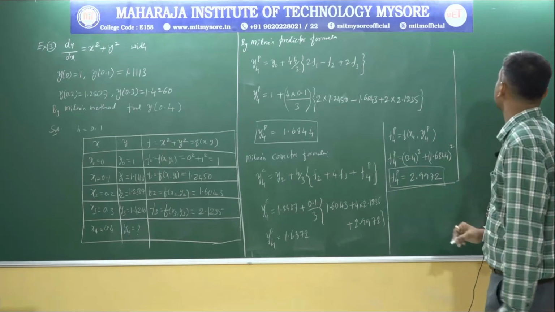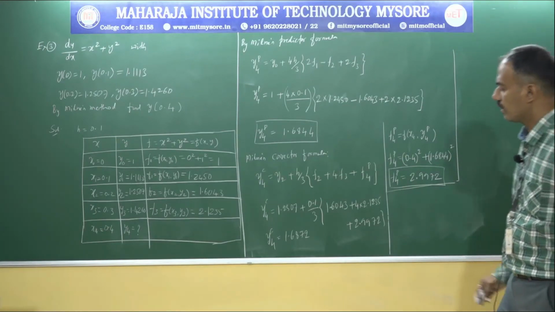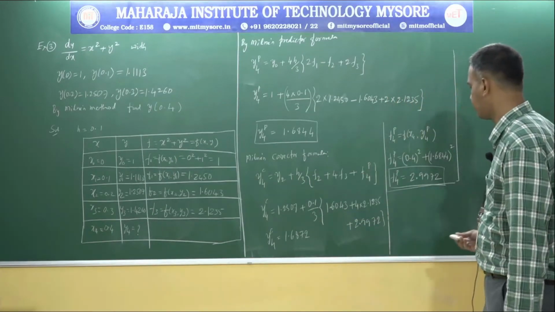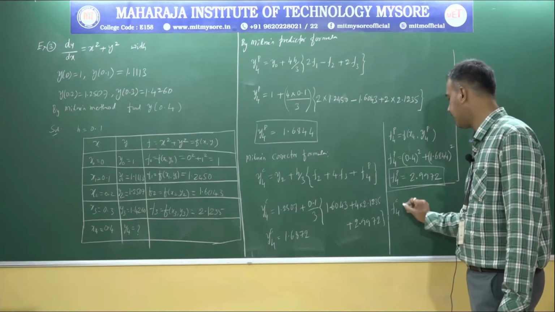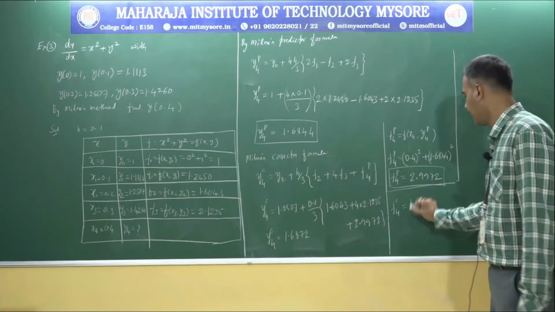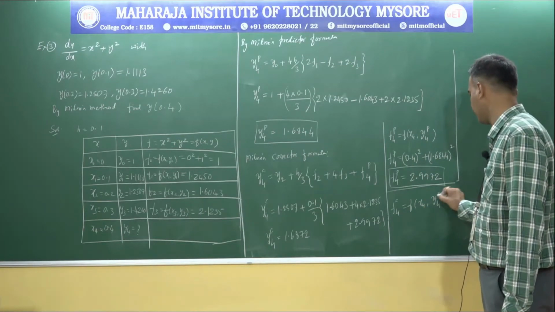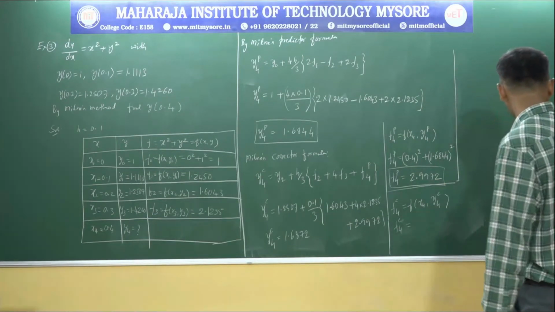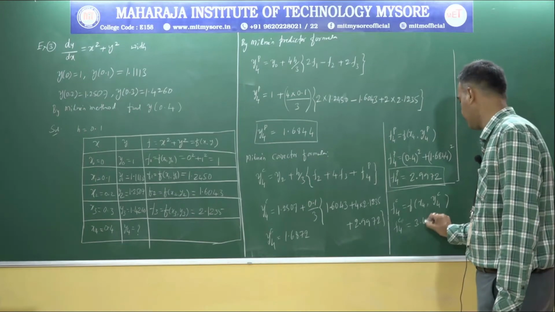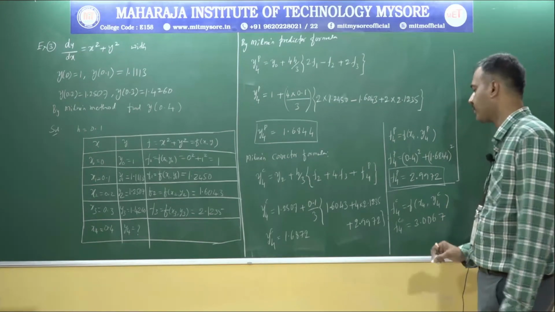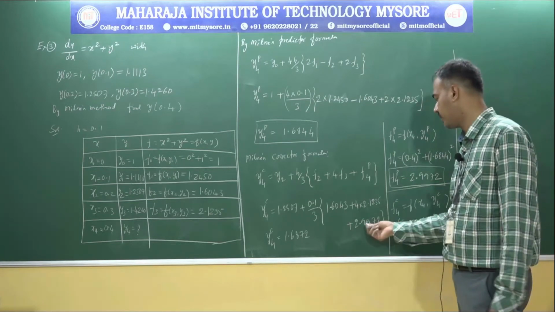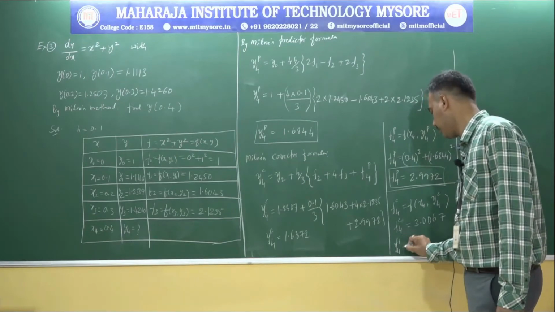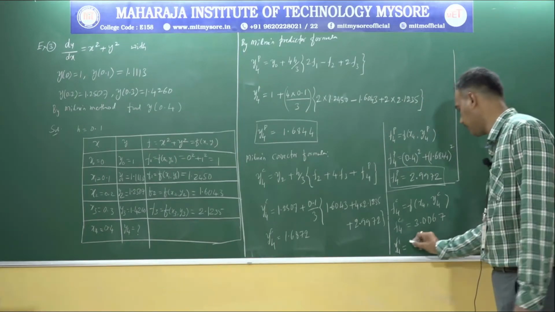Here the corrector formula has been applied one time. For a more accurate result, we apply it one more time. To do this we find f4c, which is f of x4 comma y4c. Substituting in the function, we get 3.0067. In the same formula expansion, just replace with 3.0067, and we get y4c1.